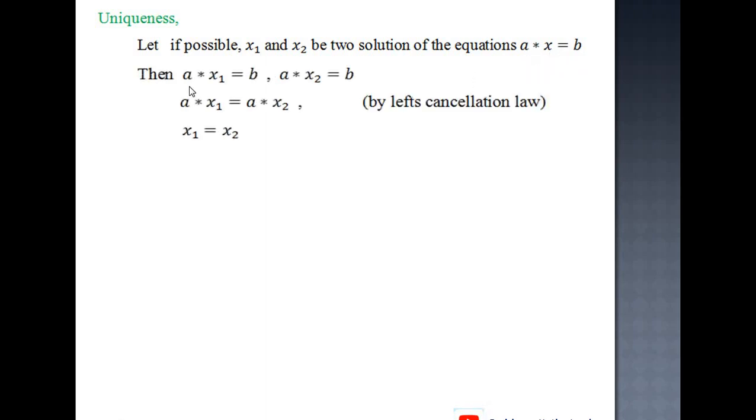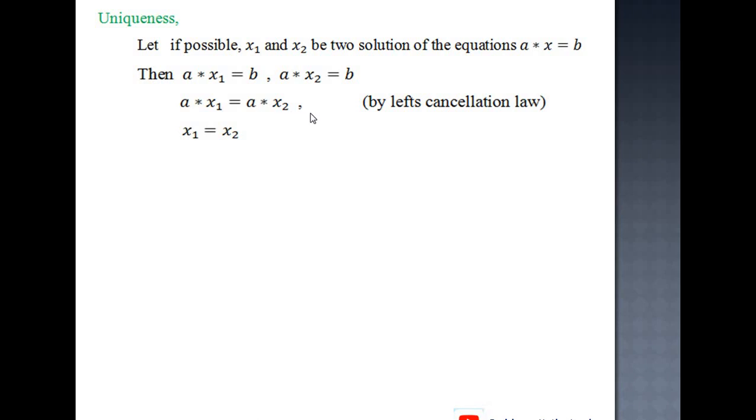If possible, x1 and x2 are two solutions of the equation A star X equal to B. It means x1 and x2 both satisfy the equation A star X equal to B. It means A star x1 equal to B and A star x2 equal to B. Now, the right-hand side of both equations is the same, and therefore we get A star x1 equal to A star x2.